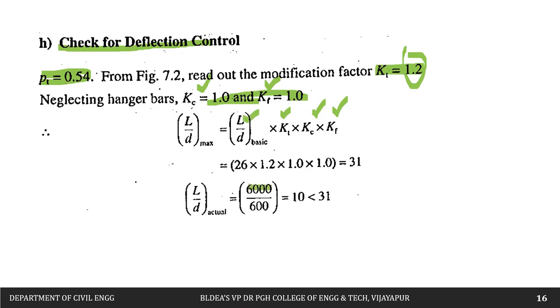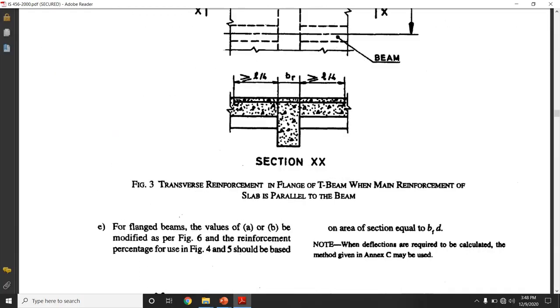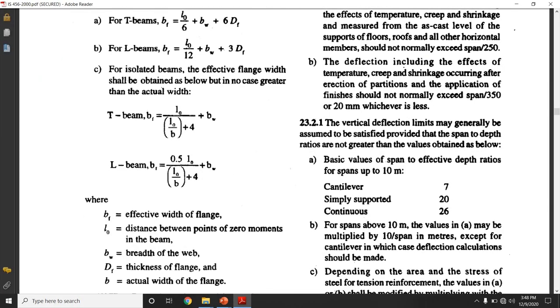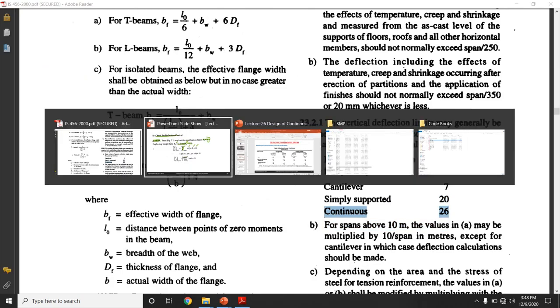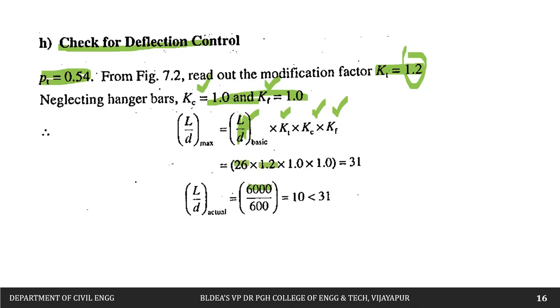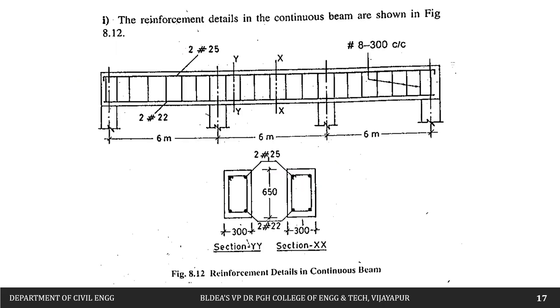L is 6000, and L by D basic for a continuous beam is 26. We have already seen in earlier classes that L by D is 26 for continuous beams. 26 multiplied by 1.2 multiplied by 1 by 1, so this will be equal to 31, that is L by D maximum is equal to 31. Then next is L by D actual. The span is almost 6000 divided by D actual 600, so that is equal to 10, which is less than 31. Therefore our beam satisfies the deflection criteria.